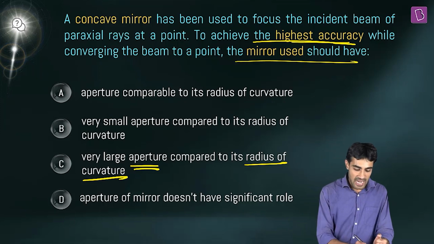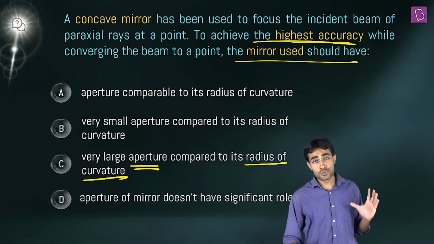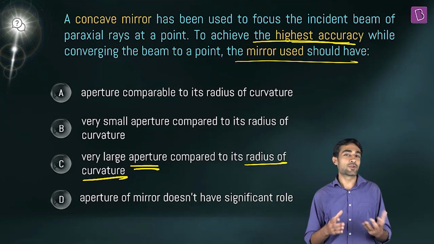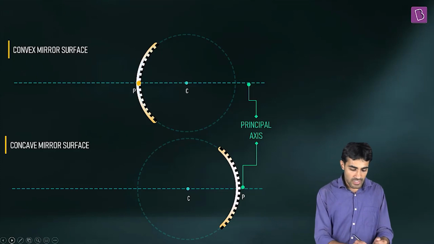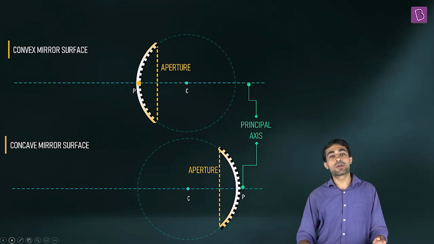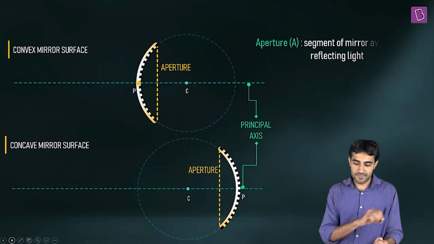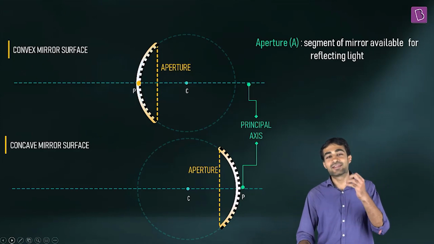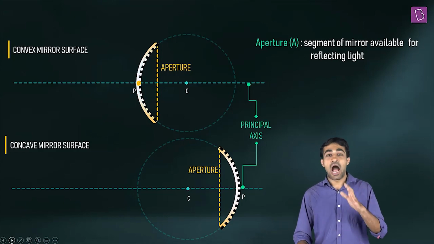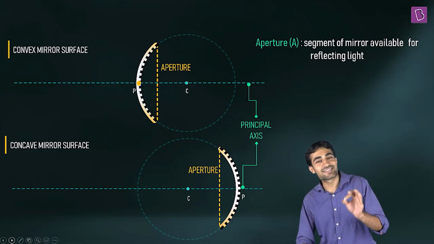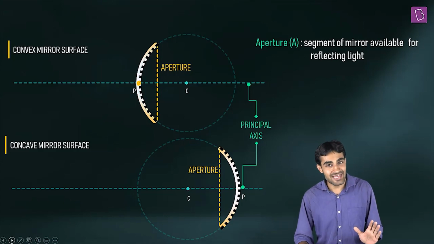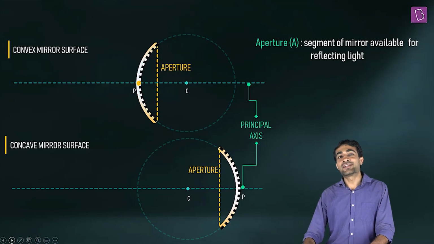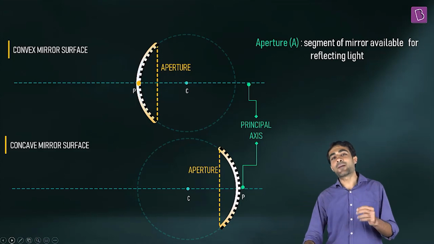Now, let's talk about aperture. You can see we have two different types of curved mirrors, concave mirror and convex mirror. So let's talk about the aperture for a while. What is this aperture? Aperture is the segment of the mirror available for reflecting light. This is the aperture. Did we get it? Yes. Now, we have talked about the center of curvature, the radius of curvature, and the aperture.